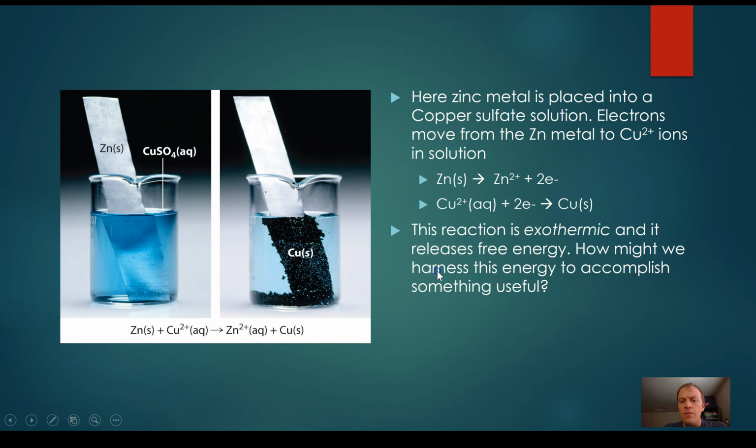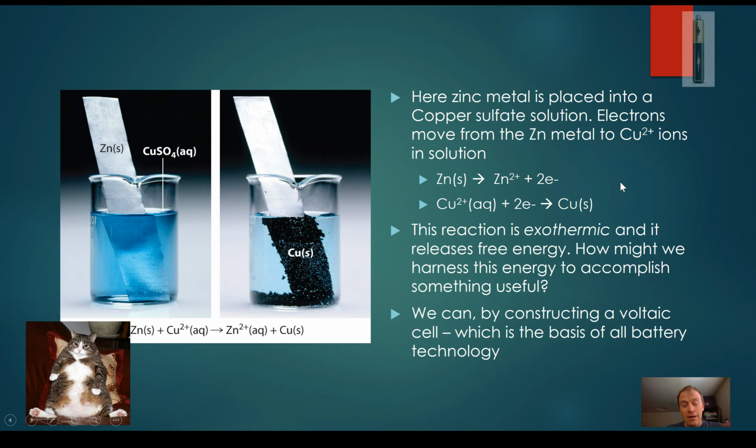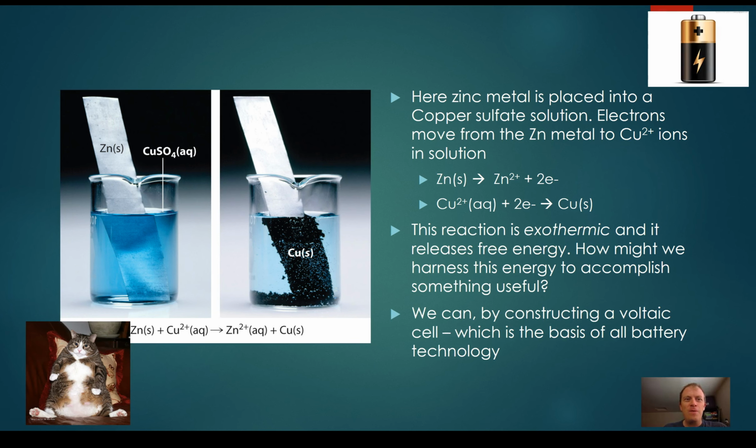So the thing is, if you take a look at this reaction, it's exothermic. So if you felt the beaker, it would increase in temperature while this reaction is taking place. It releases free energy. So is there some way that we could take this reaction and harness the energy in this reaction and do something useful with it? And yes, there is. We can harness this energy by constructing something called a galvanic cell or voltaic cell, and this is the basis for all battery technology.